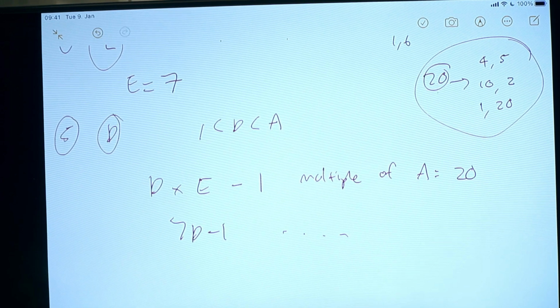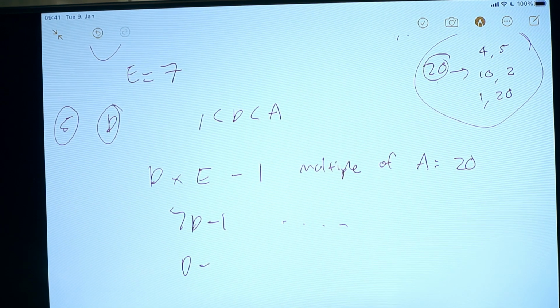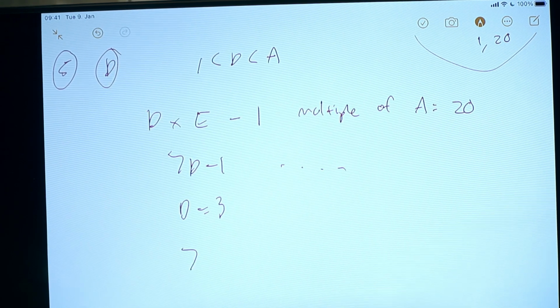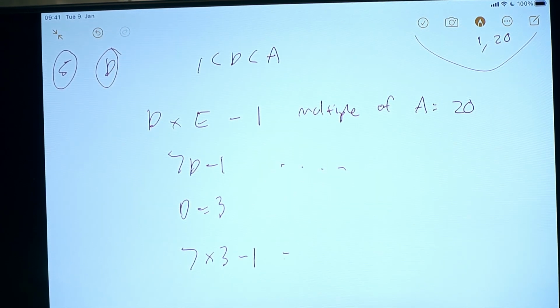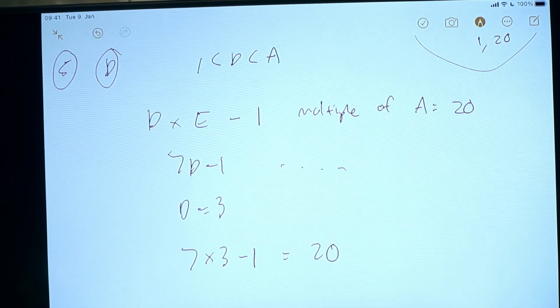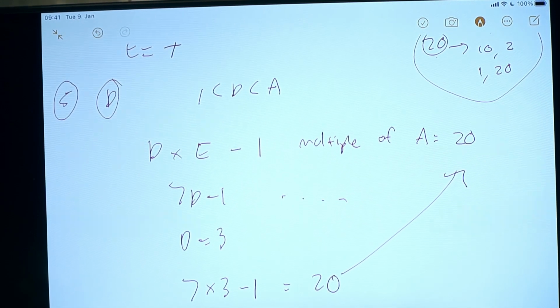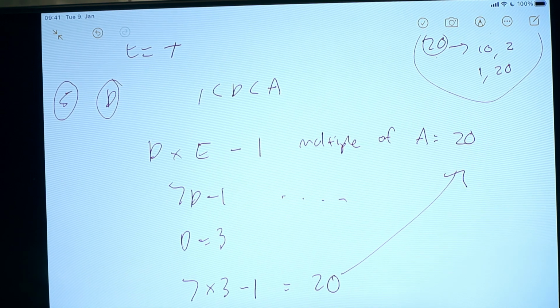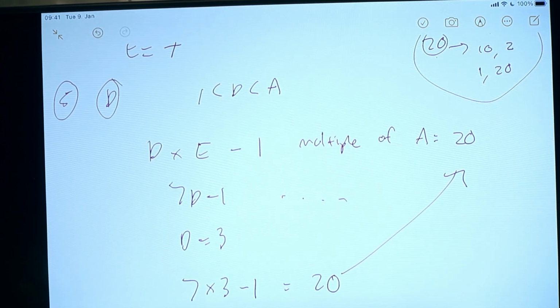And so I'll just pick a number and show what this means. If we pick d is equal to 3, 7 times 3 minus 1 is equal to 20, which is obviously a multiple of 20 because it's 20 itself. Other multiples of 20 would be like 40, 60, 80, because you multiply it together.